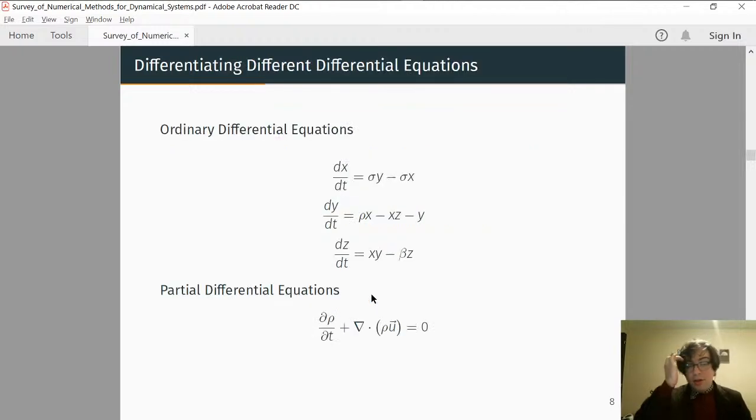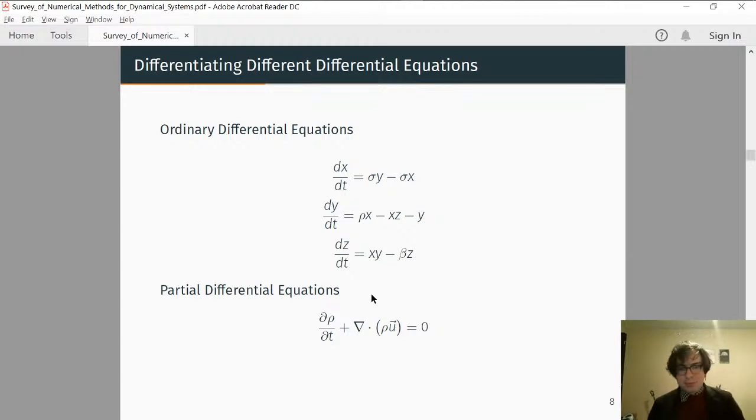All right, so first we need to be able to differentiate different differential equations. Right? And what I mean by that is not all differential equations are made the same. They exhibit different behaviors, and because they exhibit those different behaviors, we need to have different tools to capture those.